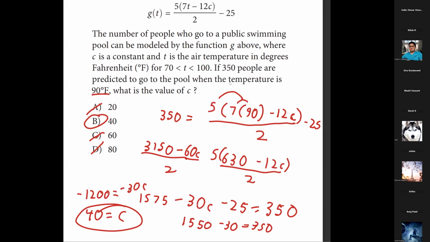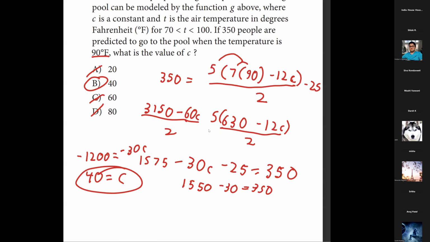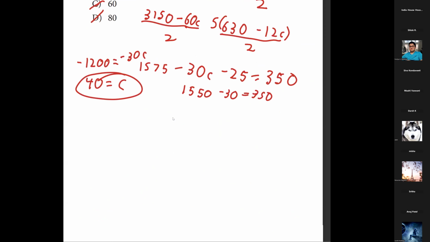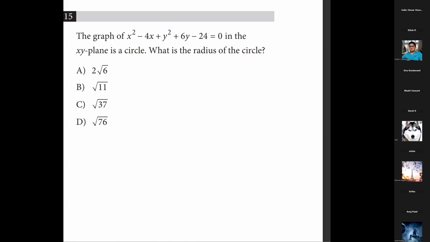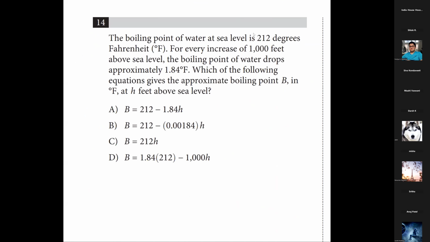This is honestly a pretty hard question for no calculator because of some pretty high numbers. Anyway, question 14.